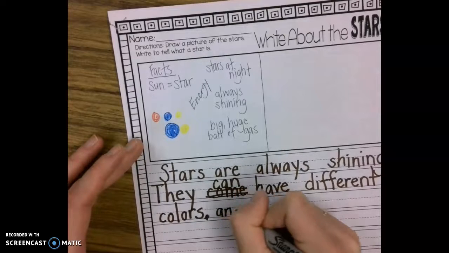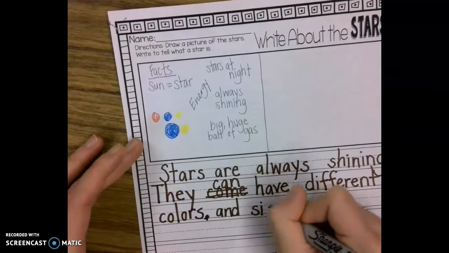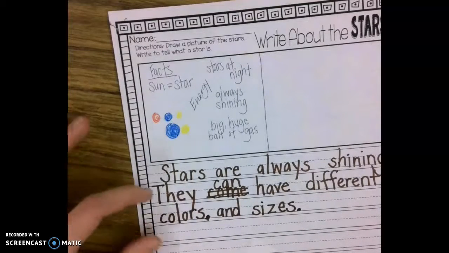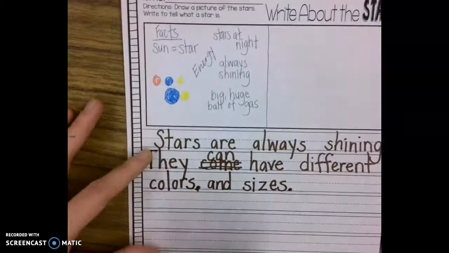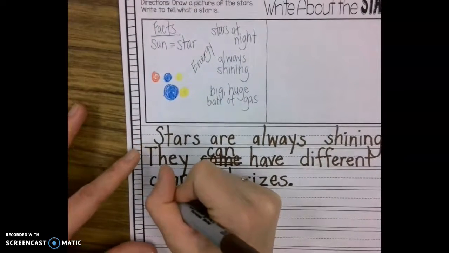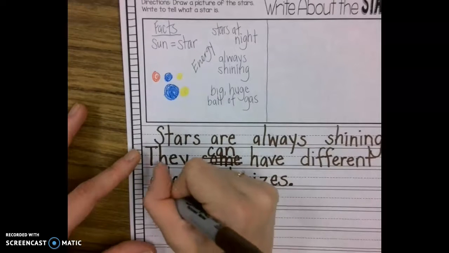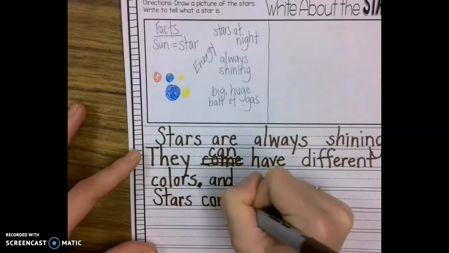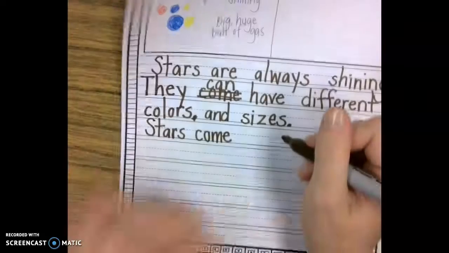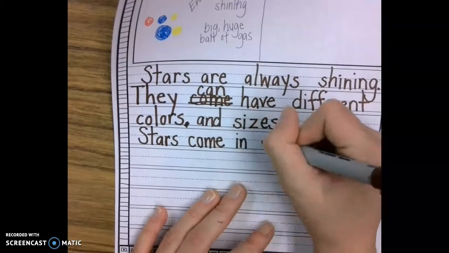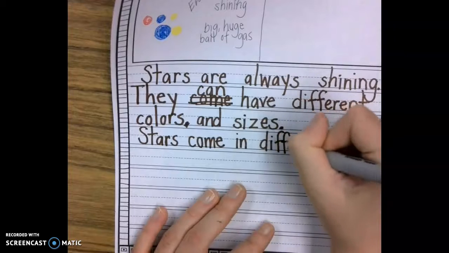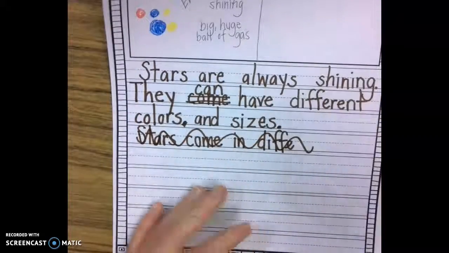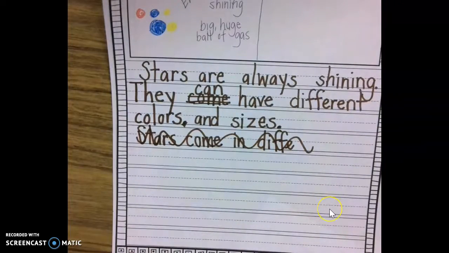and sizes. Okay. So I'm going to rewrite this because it kind of confused me. I'm going to say stars come in different colors. You don't need to write this. I'm just writing it so it's clearer. No, I think I was right. I'm sorry, guys. See, even though I'm a teacher, sometimes I struggle too.